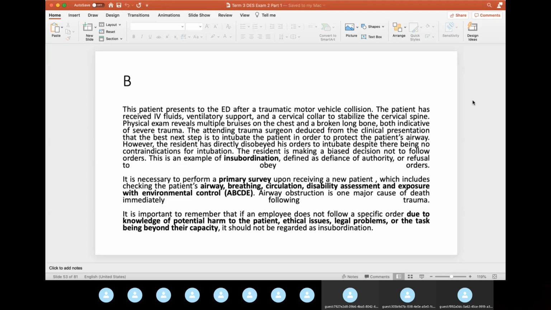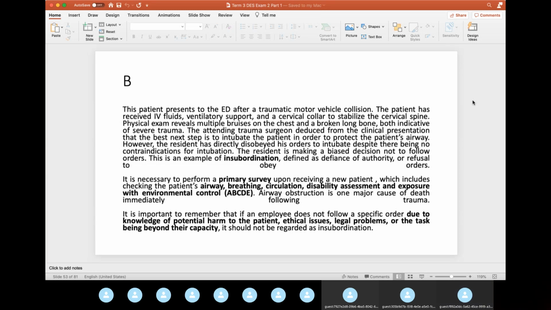ACLS. What's the difference between obedience and insubordination? So obedience, you obey. Right? Insubordination, you are in a hierarchy. Which one is higher, you or the attending surgeon? The surgeon. You are the resident, and the attending surgeon is higher than you, and he orders you to do something, right? But you said no.